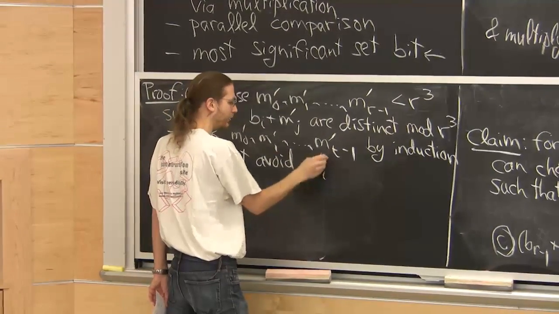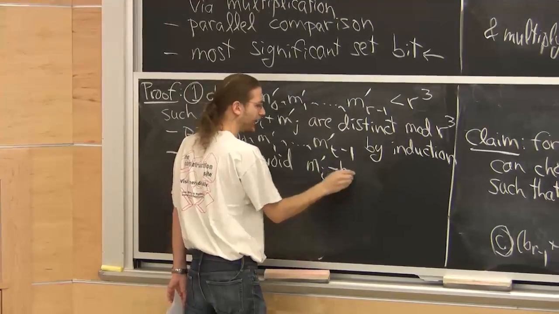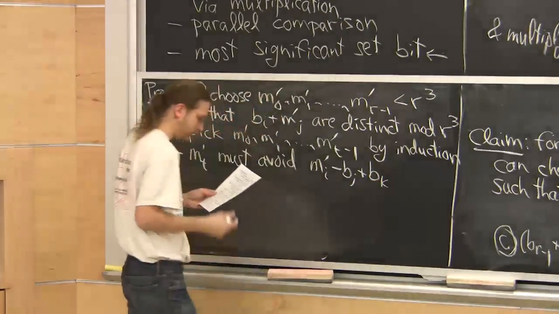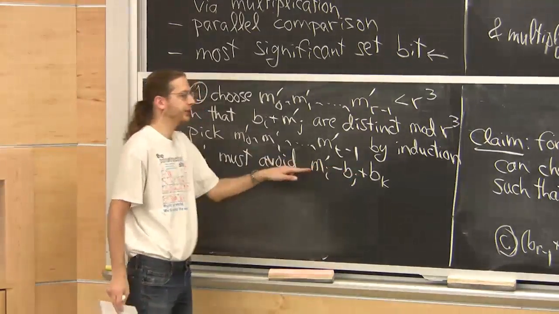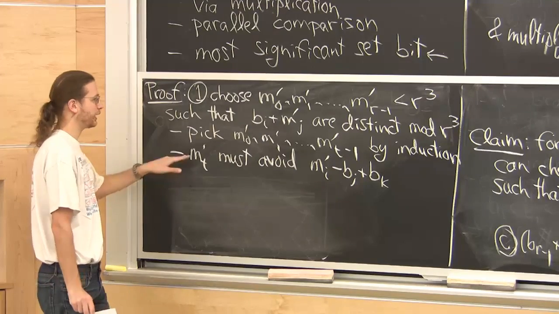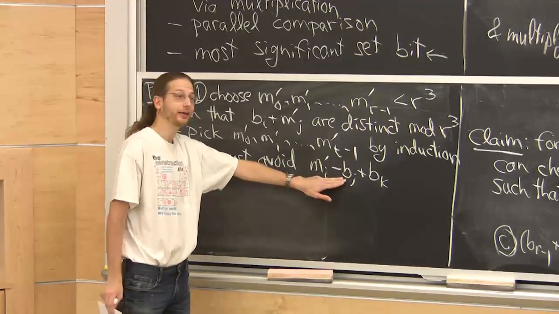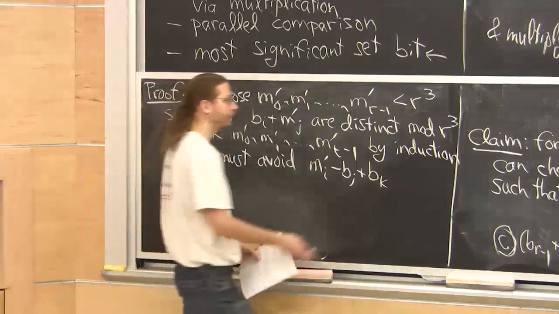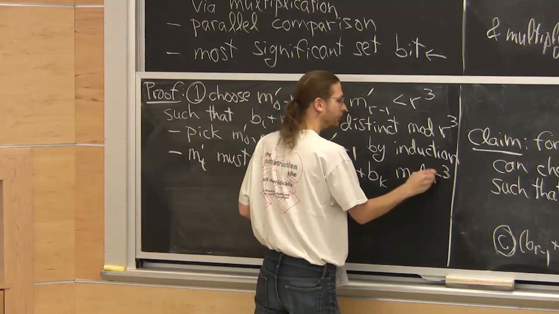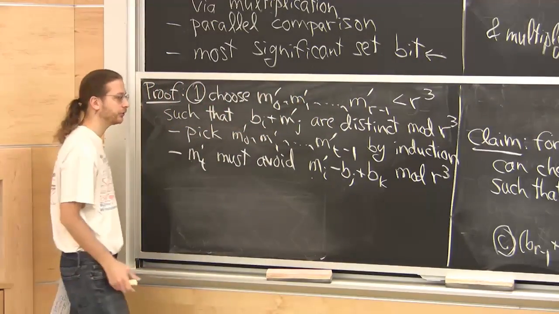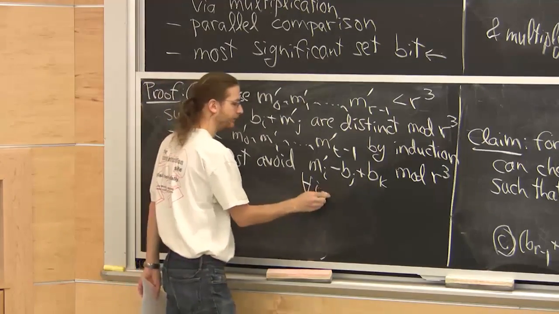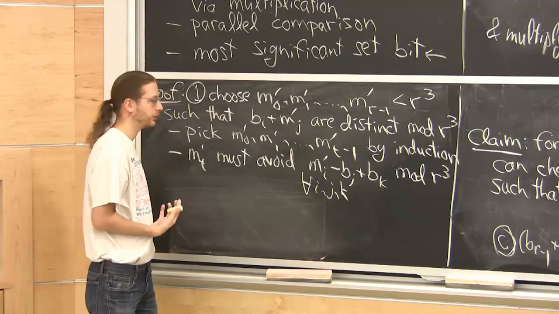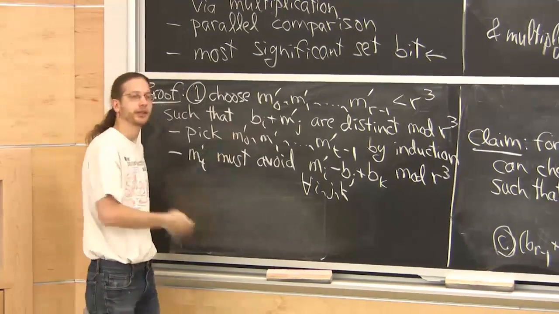basically mi prime minus bj plus bk, I'm going to call it k, different k. But if it avoids all expressions like this, then mt prime plus bj will be different from mi prime plus bk. In other words, all of these things will be distinct. So it has to avoid this modulo r cubed. If I can avoid all of these things, so this is for all i, j, k, if I can choose mt prime to avoid all those, then I'm happy, because then these things will continue to be distinct, and then I apply induction.